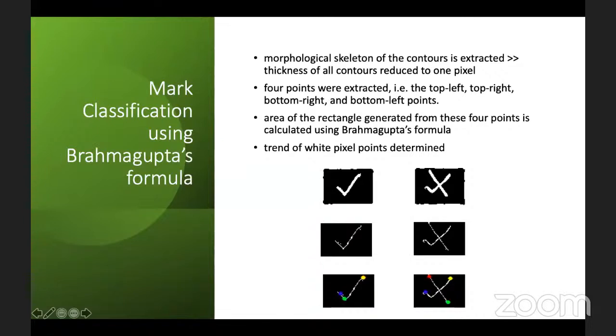Although in this particular application, the cross marks would most likely be as big as a check mark, because cross marks are usually used just to correct a mistakenly placed check mark. But in any case, we tried to address that problem by looking at the trend of white pixel points. Determining whether it's a cross mark is done by analyzing the white marks and determining whether the white pixel points are converging and then diverging once again. That would indicate that it is a cross mark.